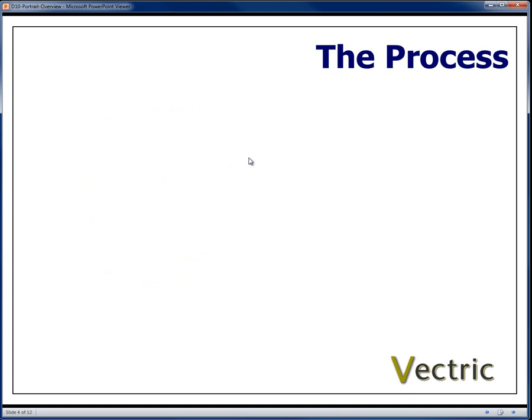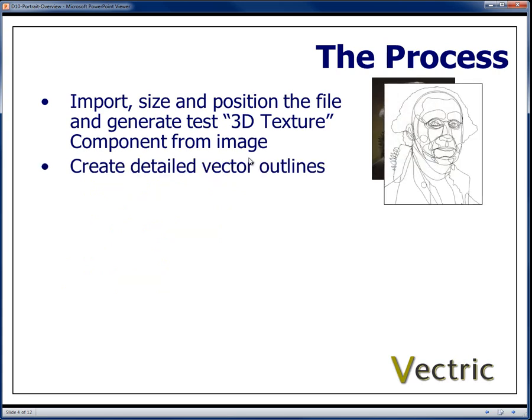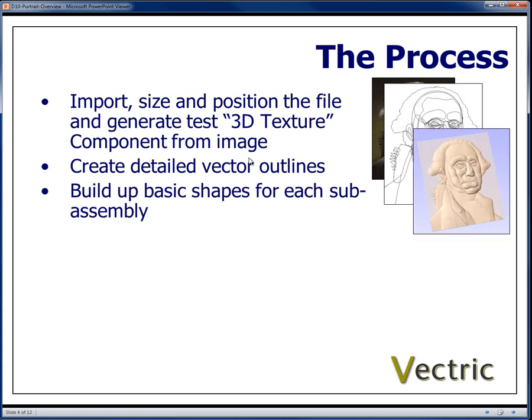The process that we're going to overview here and go through in the tutorials: first, we're going to import, size and position the file. We're going to generate a test component from the image, which I'll discuss in a moment. We're going to create very detailed vector outlines, build up the basic shapes for each sub-assembly, and by sub-assembly I mean things like the face or the nose or the eyes.